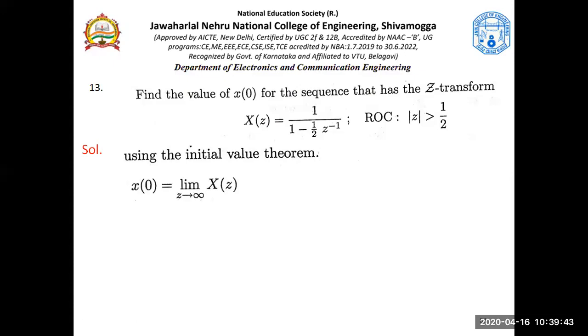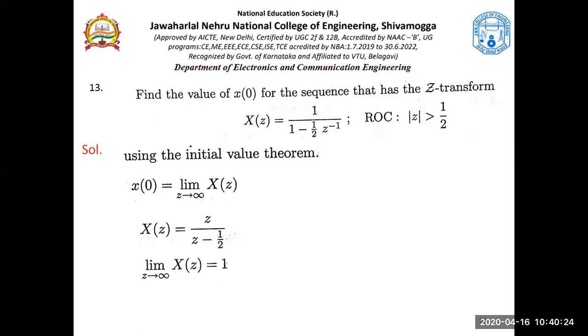See here, everybody, this is the initial value theorem, which says that x of 0 can be obtained by applying limit z tending to infinity on x of z. X of z can be written in terms of z. Apply z tending to infinity, that would become 1. How it would become 1, you need to understand. Because it is infinity by infinity. Infinity by infinity is not a determinate form. It's indeterminate.